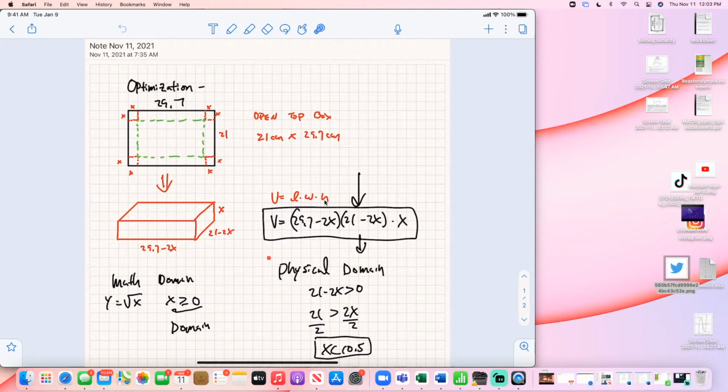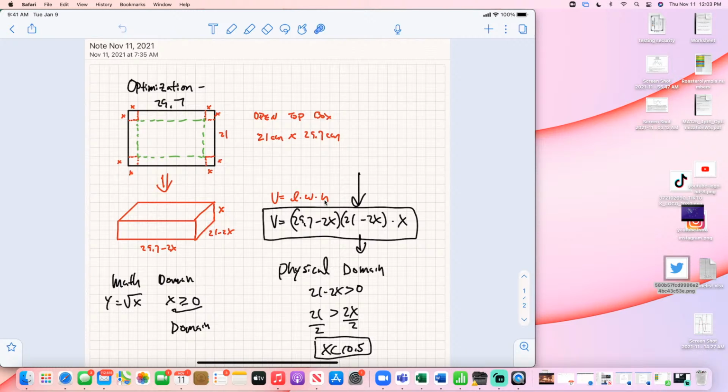Now, what I mean by physical domain is different. Physical domain is what's available to you physically, not mathematically. Mathematically, you can cut x any way you want to. x can be 100 or 1,000, it doesn't matter. But physical domain has some issues. Now, not the long side, it's going to be the short side. The short side of this part, 21, is the deciding factor.